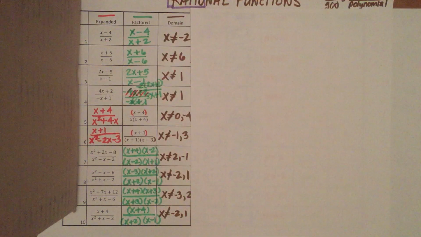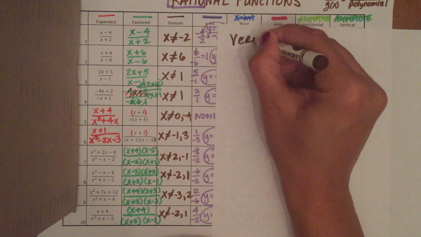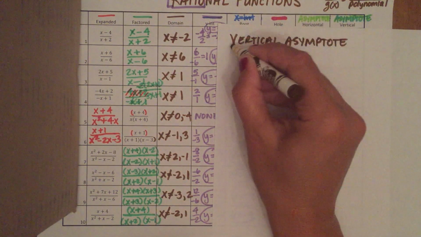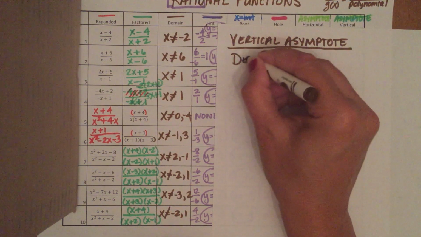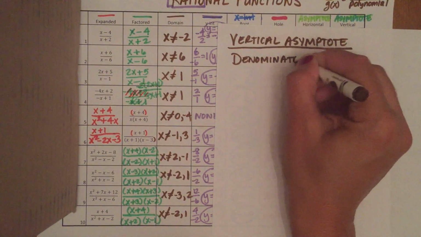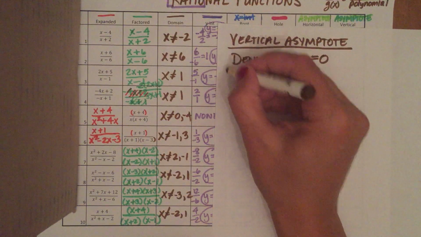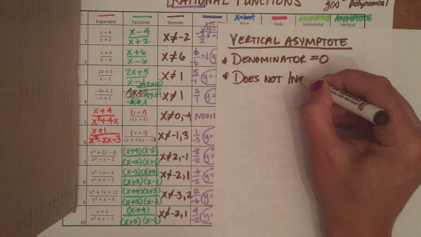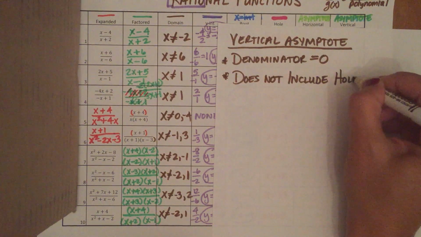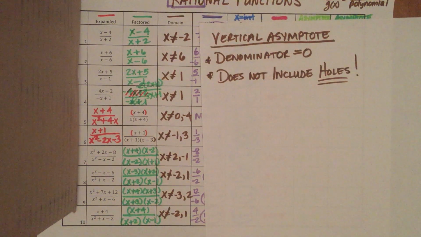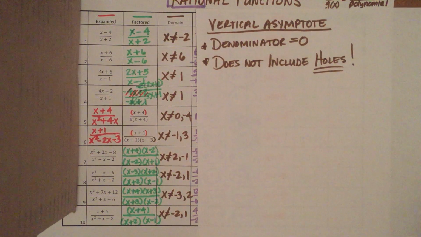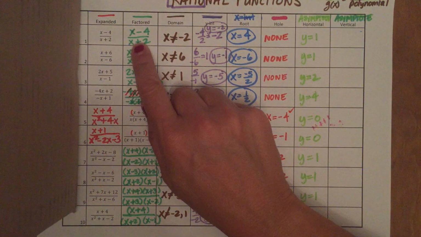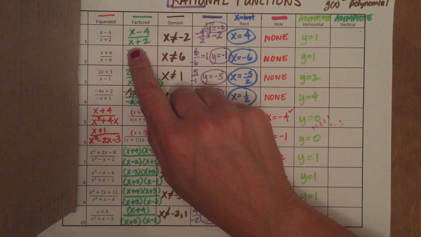To find the vertical asymptote, this is where the denominator equals 0. However, one quick note, does not include holes. No holes. So if you find that something is a hole, it can't be an asymptote, and vice versa. If it's an asymptote, it's not a hole. So we're going to go back to what we did earlier, and see what makes the denominator equal to 0 for each of these, and that's going to be our asymptote.